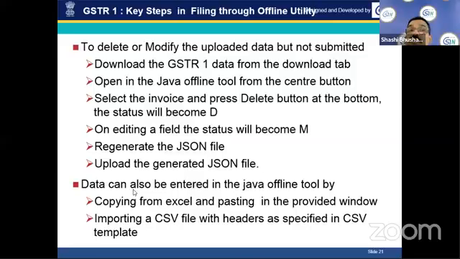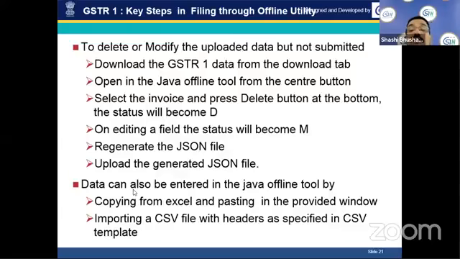And the flag, the status, will become D. If you find that certain values are not correct, you can modify the field values and the status will become M. So you can delete or modify the already successfully uploaded data and then regenerate the JSON and upload the generated JSON data. These D and M will modify the earlier uploaded data.